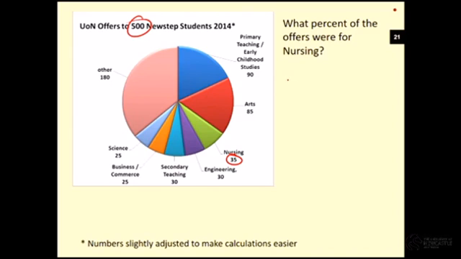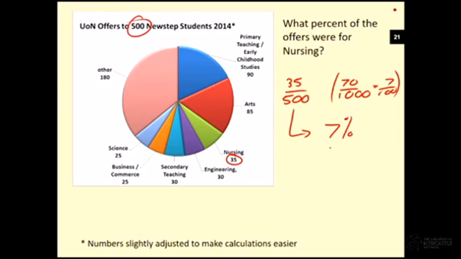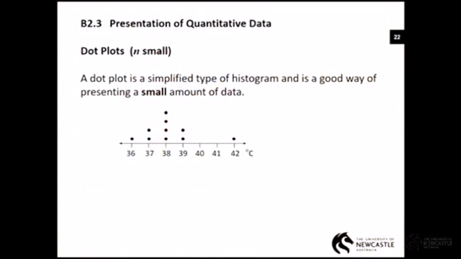So what percentage of the offers? Well, 35 out of 500 were for nursing, okay? In my head I'm thinking that's the same as 70 on 1,000, which is the same as 7 on 100. Either way, the calculator will spit that out as 7%. A 35 on a 500, or I could have cancelled, times 100, 7% of the offers. That's about as hard as our pie charts get. So that's it for those.